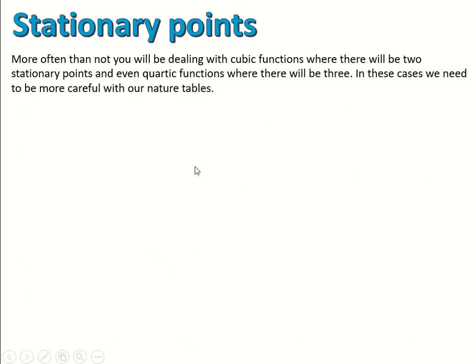You already know what some of these graphs look like. More often than not, we're going to be dealing with cubic functions. If it's a cubic function, it's kind of like a sine graph, but it's not a sine graph because there are two turning points, and then it goes off to infinity in either direction. If it's a cubic function, you know there's going to be 2 stationary points, and for quartic functions, there will be 3.